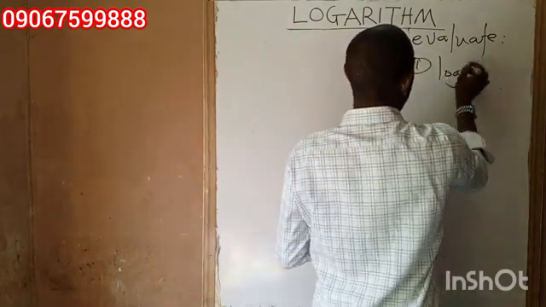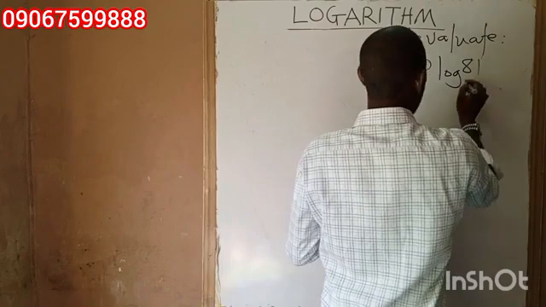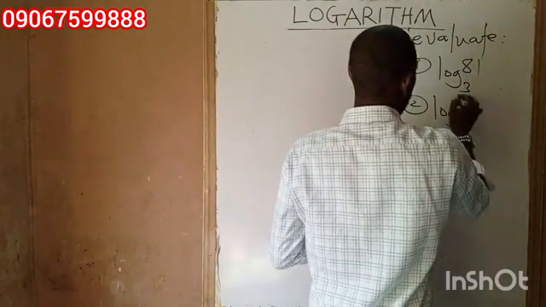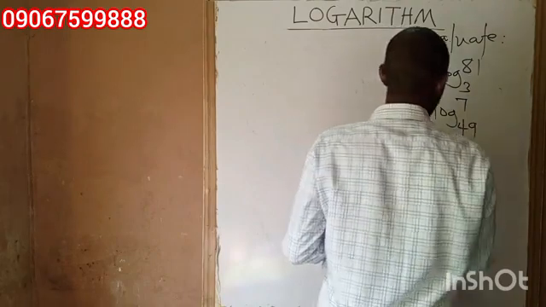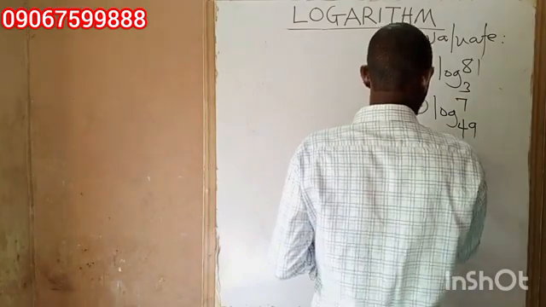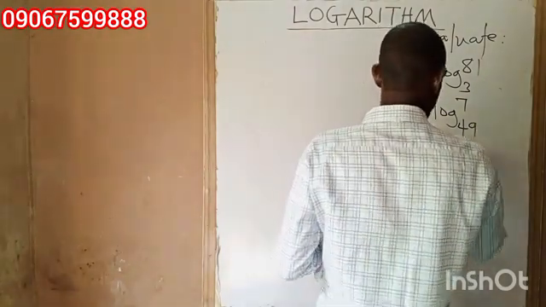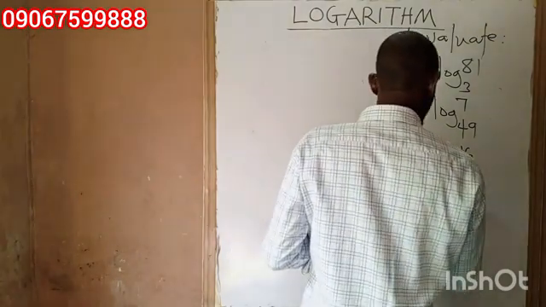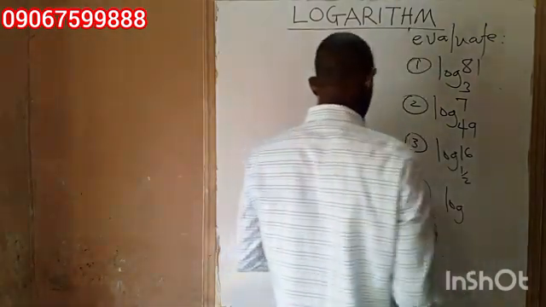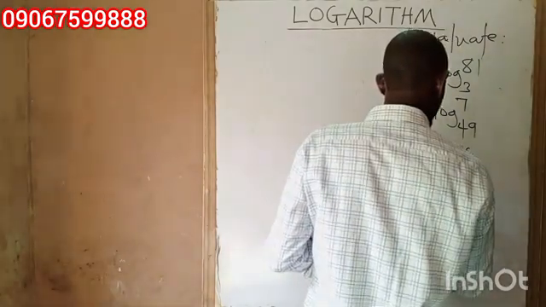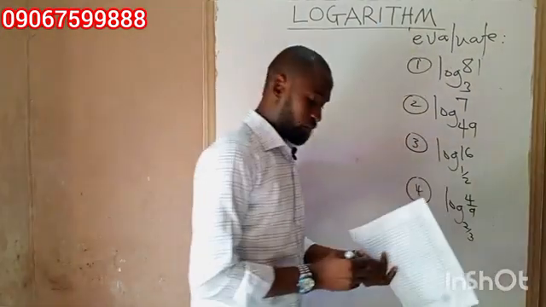Log 81 base 3. Second one, log 7 base 49. Third one, log of 16 base half. And the fourth one, log of 4/9 base 2/3. Okay, you must know how to pronounce all these things, please.